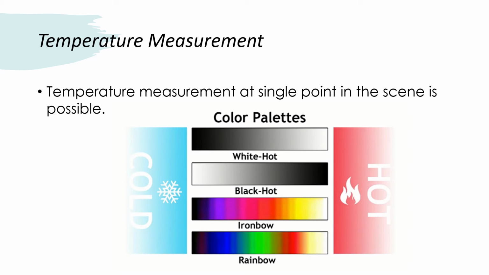Next is temperature measurement. Temperature measurement at a single point in the scene is possible. Here is the color code. This is the cold. Blue describes the cold and red describes the hot. This is the white hot. This is the black hot. This is the iron bow and this is the rainbow. This is the color code of the temperature.